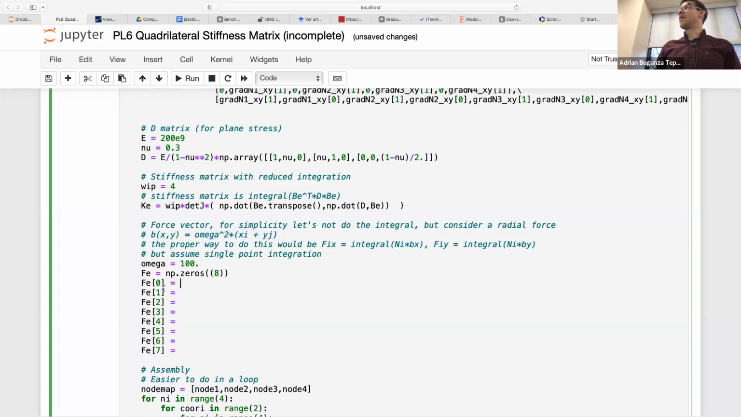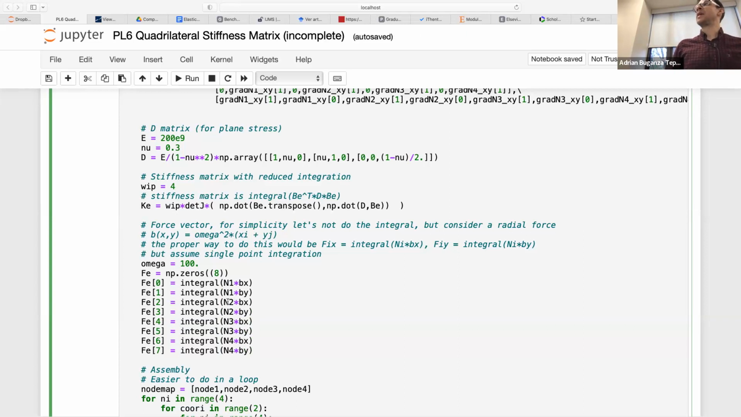And then how do I get the different components? So the first two should be basically integral. For now, let me just put: for this one, I need to integrate n1 times bx. I'll replace this in a sec. For this, I need to integrate n1 times by. Here I need to integrate n2 times bx. Here I need to integrate n2 times by. And n3 times bx, n3 times by, n4 times bx, and then n4 times by. That's what I need to integrate.